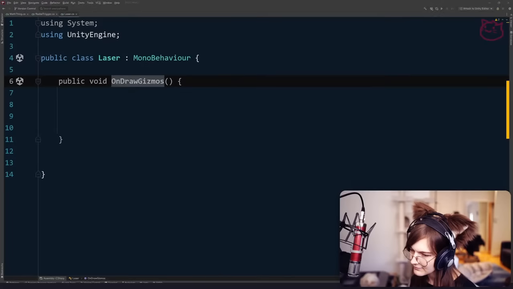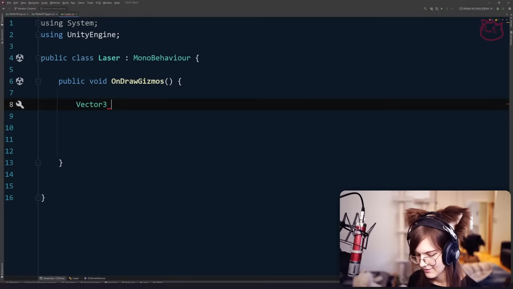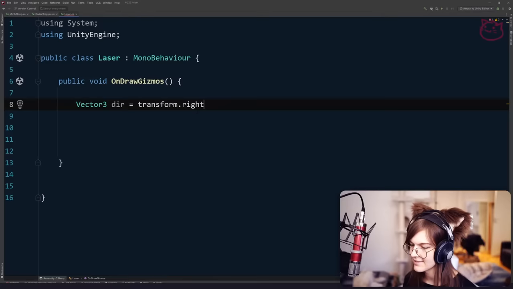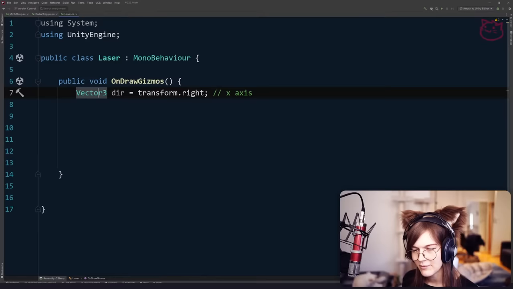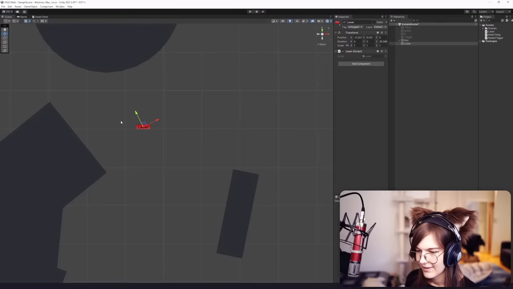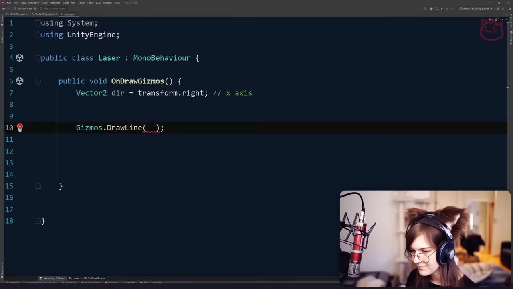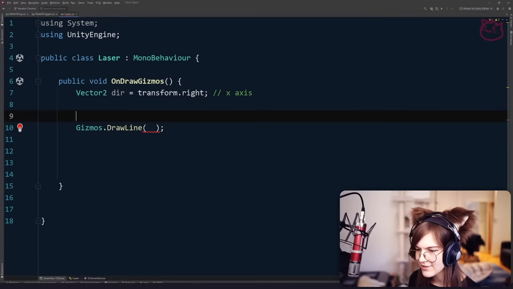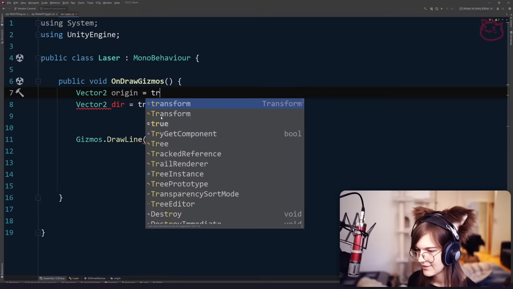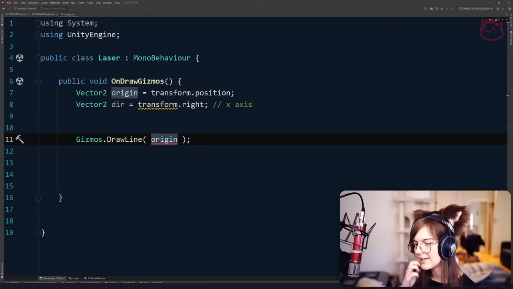So we're gonna set the direction to transform.right. So right is the x-axis. All right, and we might want to do Vector2 rather than Vector3 because we're doing a 2D scene. And then we can, of course, debug this if we want to. So Gizmos.DrawLine. We have the position of this object, so maybe we should cache that too. Origin is transform.position. So we'd want to draw a line from the origin to origin plus direction.